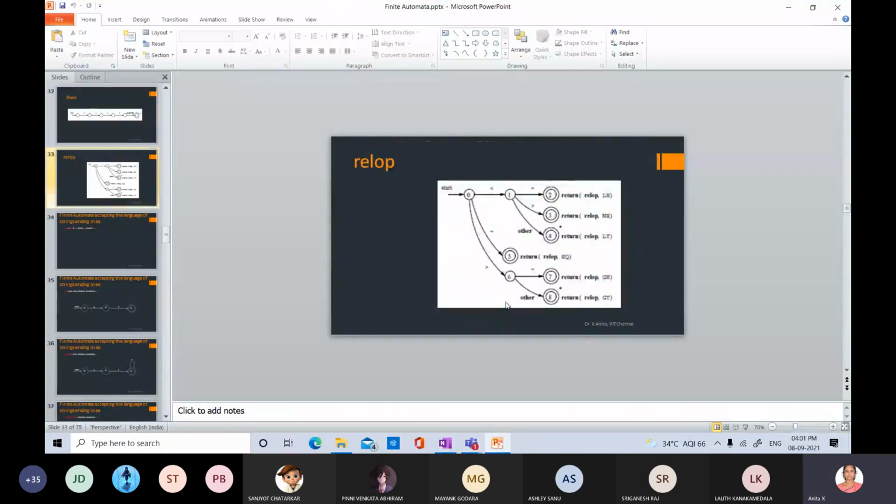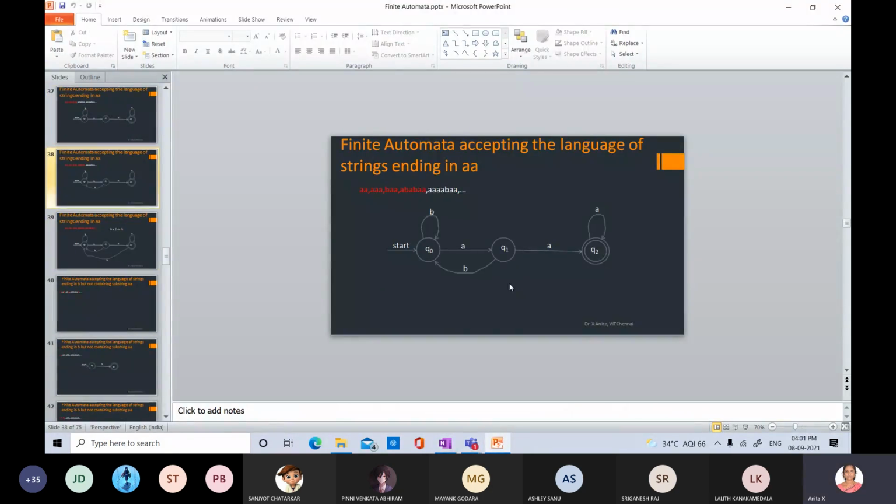Yes, we have discussed the automata for the language of strings ending with A. How are we going to design that? The basic string is A, right? My automata should accept A. So I should have a start state. Please make a note that in the automata we will be designating the start state and the final state. Another thing: there will be only one start state in the finite automata, and there can be a set of final states.